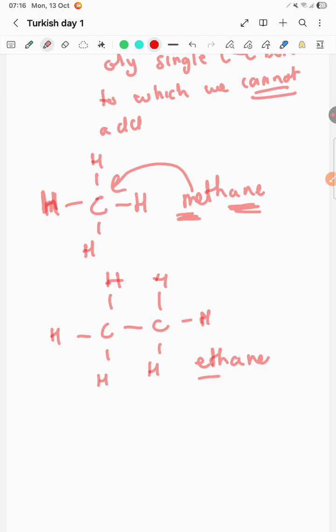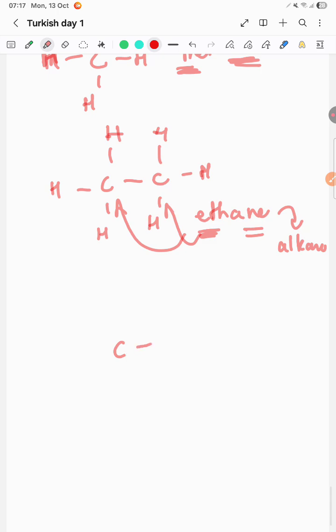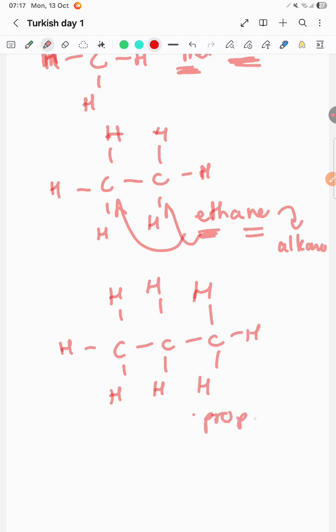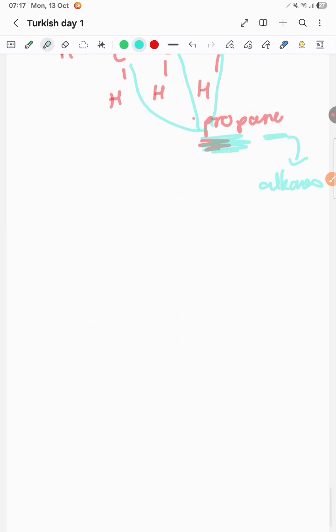Ethane. Eth tells me I have 2 carbons. Eth is 2 carbons. Ane, family of alkanes. Again, 3 is pro. Pro what? Propane. If you said that, you guessed it correctly. Propane. Pro tells me that there are 3 carbons. Prop is 3 carbons. Ane, family of alkanes. I think you get the gist, isn't it?